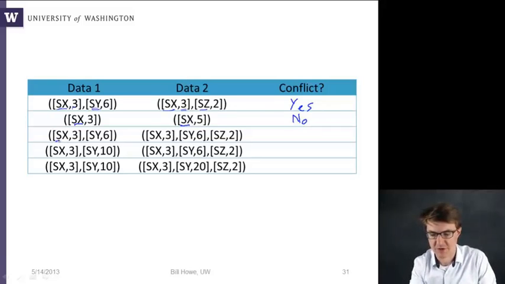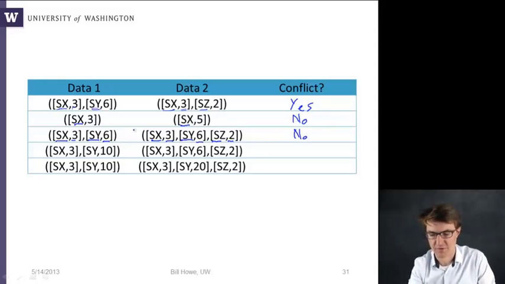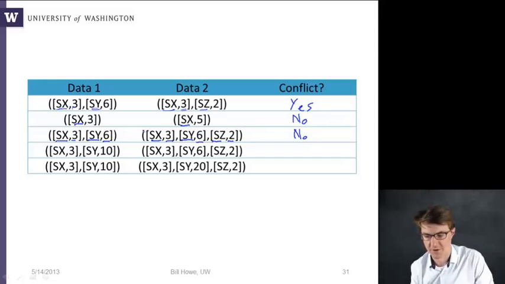So on this one, we have server SX with 3, server SX with 3, server SY with 6, server SY with 6, so they agree so far. And then this one has an extra change of server SZ with a timestamp of 2. And so no, there's no conflict here because they agree wherever there's overlap. This is just an extra change on top of this one. So this guy wins. Okay.